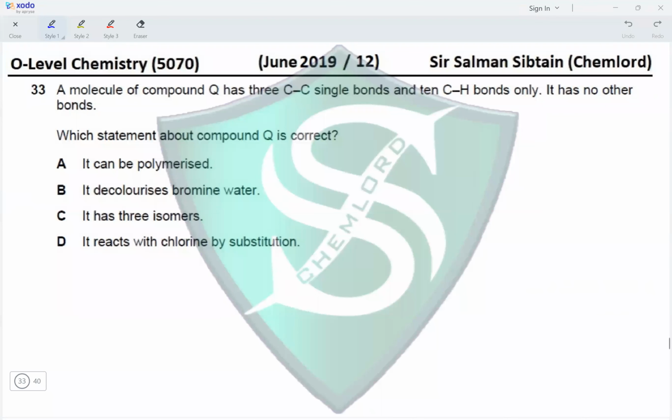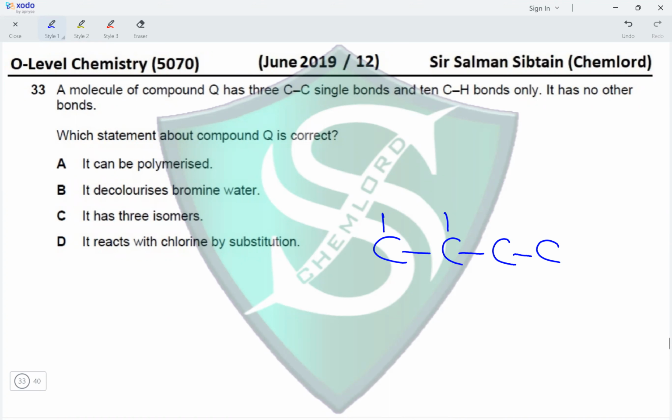Question 33. A molecule of compound Q has 3 carbon-carbon single bonds and 10 carbon-hydrogen bonds only. It has no other bonds. Which statement about compound Q is correct? So it has 3 carbon-carbon single bonds. So 1, 2, 3. And it has 10 carbon-hydrogen bonds only.